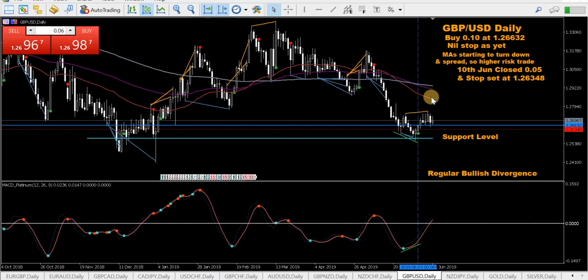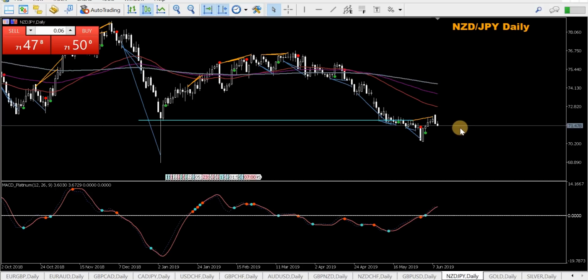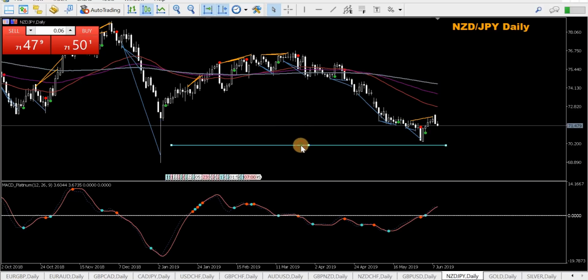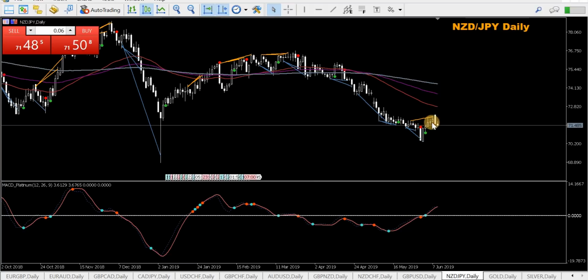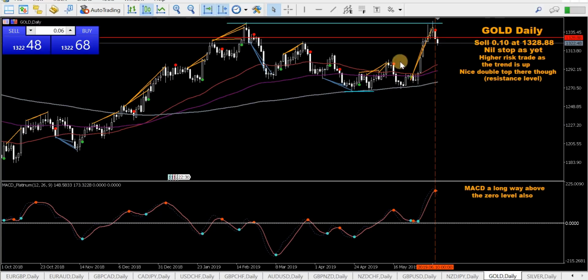It'd be nice if it popped up further, or the MA's come close to the price. New Zealand yen, nothing doing here. Thought there was a support level there, but it didn't hold. You could maybe consider moving it, but really it's just a spike down, so not really sure what's happening here. It's not very exciting.